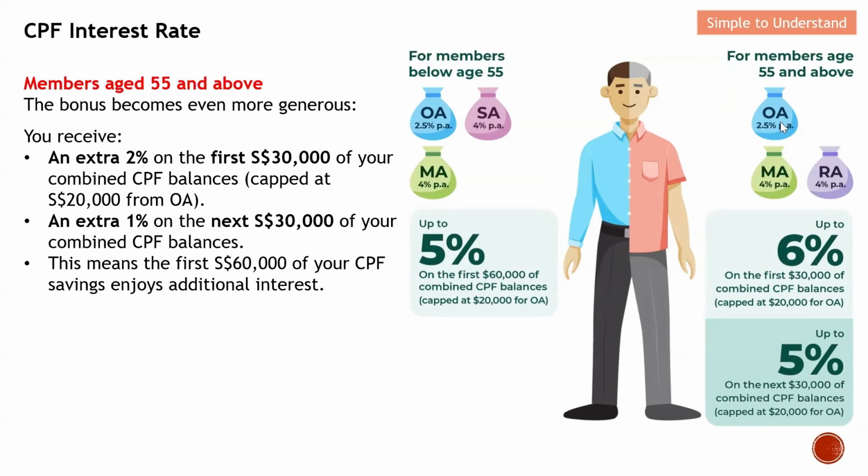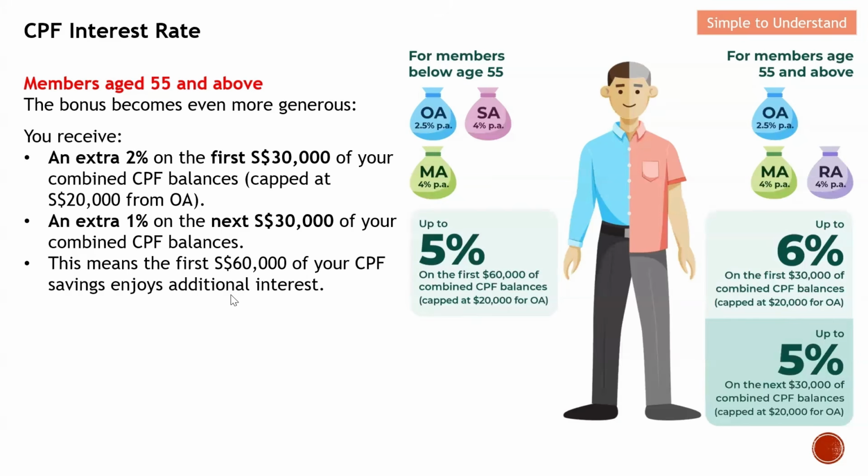Now, let me focus on members above 55 years old. Basically the bonus can become even more generous. From here, you can see an additional 2% and also an additional 1%. Let me explain this. You will receive an extra 2% on the first 30K of your combined CPF balance, and again with the condition that OA is kept at 20K. And the next 1% is on the next 30K of your combined CPF balance. This means that the first 60K of your CPF will enjoy this additional interest.